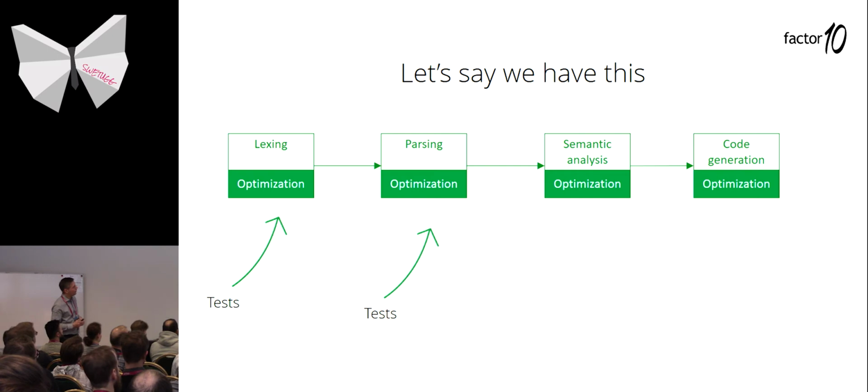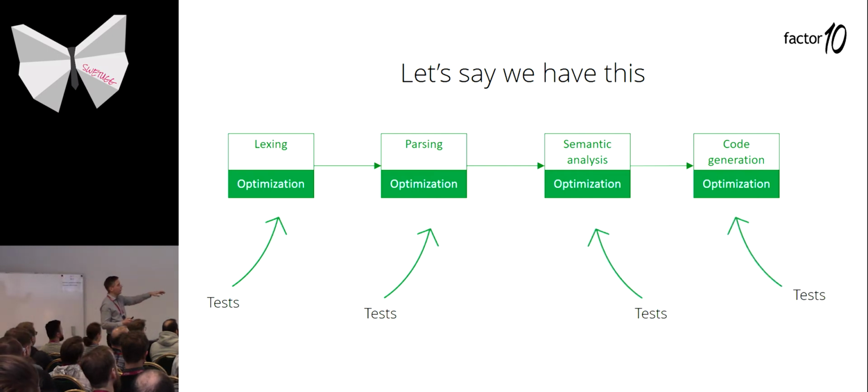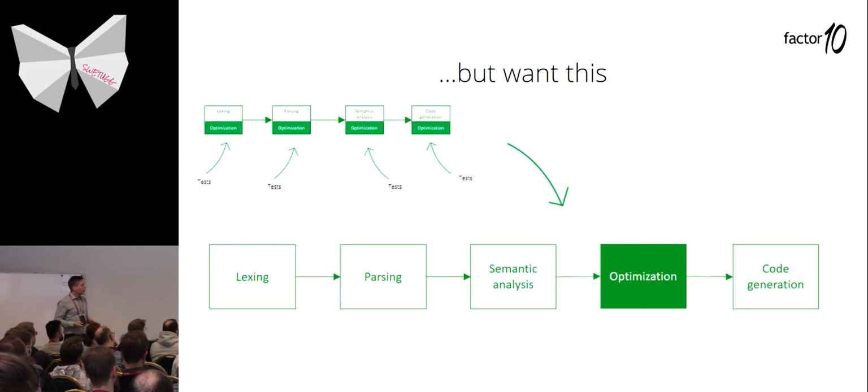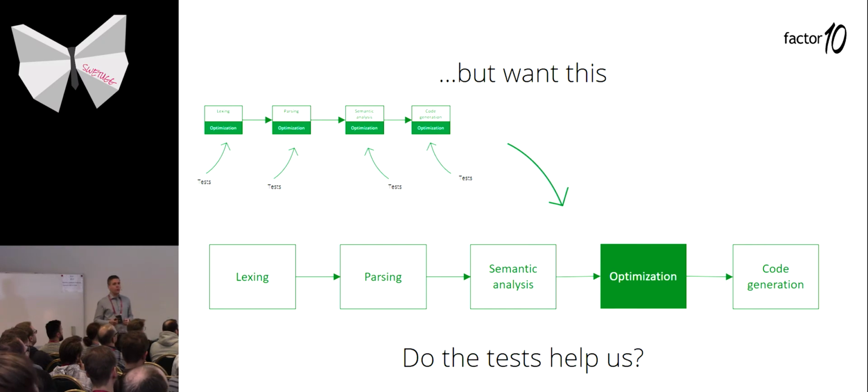And they look at the tests, and the tests are unit tests. So we have tests that test lexing, parsing, semantic analysis, code generation. Those are the tests we have. But it should be okay, right? Because we have good coverage. And what the person wants is for that picture above to become the picture down here. So they want the optimization to be a separate step right before code generation. Do the tests help us do this? What do you think?